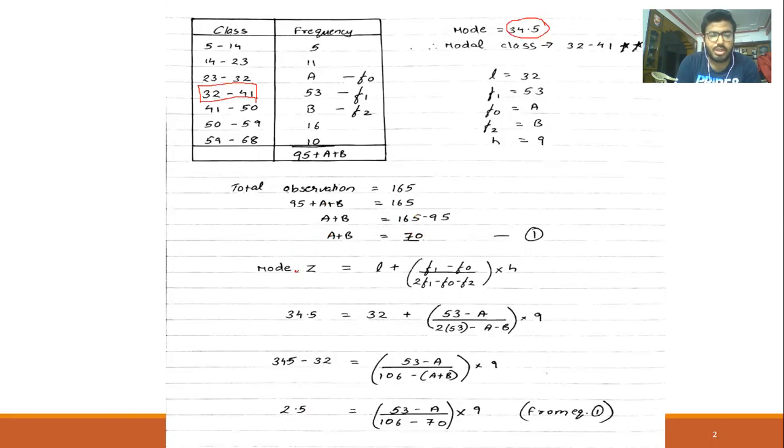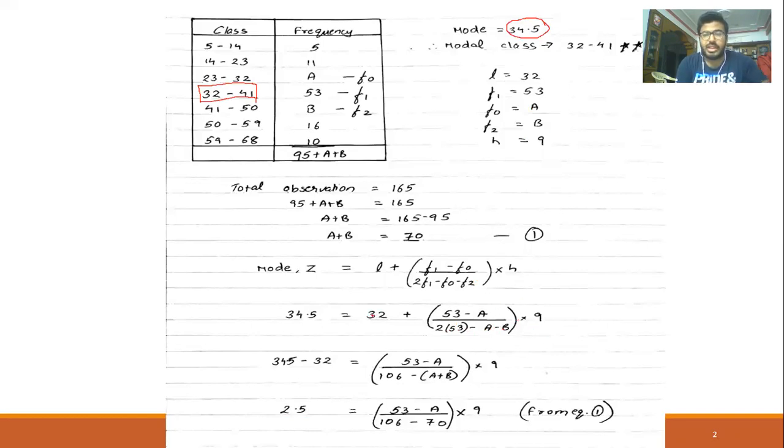Now going into the mode, Z is equal to the formula: L plus (F1 minus F0) upon (2 into F1 minus F0 minus F2) into H. So the Z value, the mode, is given as 34.5. I'm writing it here. The L value is given as 32. So writing 32. Then F1 is 53, F0 is A. Then 2 into F1, so 2 into 53 minus A and minus B, into the H value.